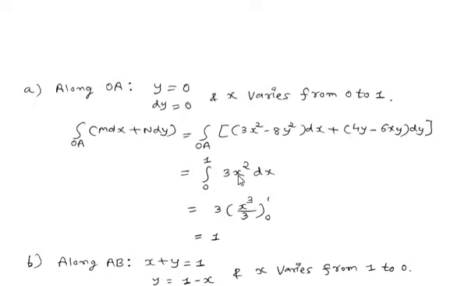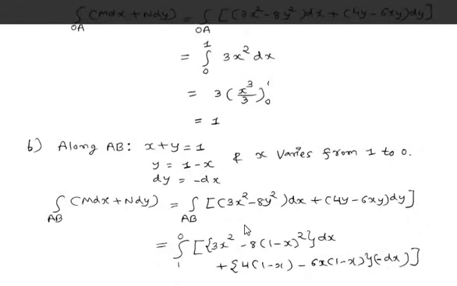Now 3 as it is, and the integration of x square is x cube by 3, and the limit is from 0 to 1. So for upper limit 1, it will become 1 cube by 3, and for lower limit 0, it will become 0. So 3 will cancel out, and the result is 1. Now similarly, we have to find the line integral of the given function along the path AB.